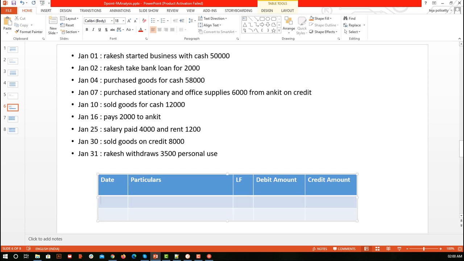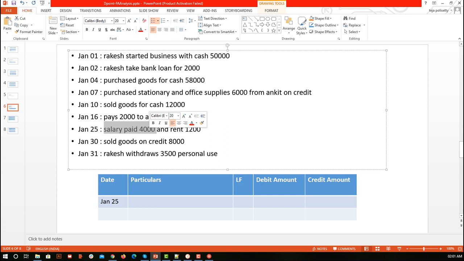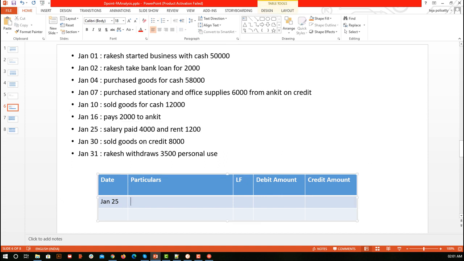Coming to Jan 25th. So on Jan 25th, salary paid 4,000 and rent is 1,200. So here we have a kind of different thing. If this transaction had come in our general book of accounting, we would write salary paid 4,000. For that we would write salary account, cash account, and then rent account and cash account. So that's how we write it in two formats. But since we are doing a journal, we are going to have the complete statement in the same transaction. So here we can say three accounts.